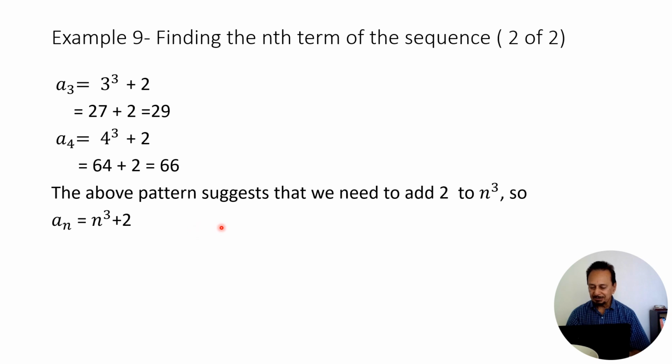The above pattern suggests that we need to add 2 to the cube of the number of the term, like n cubed. So the answer is a sub n equals n cubed plus 2. Here n stands for the number of the term.